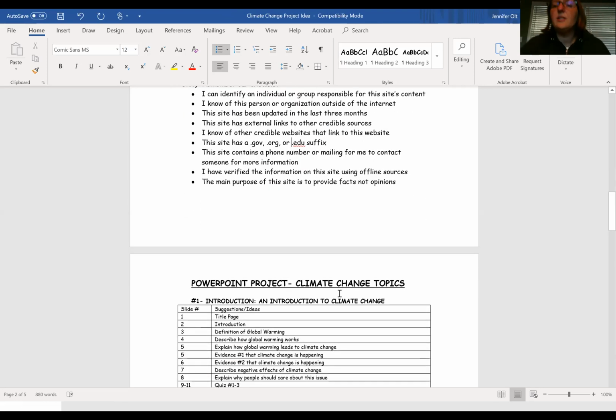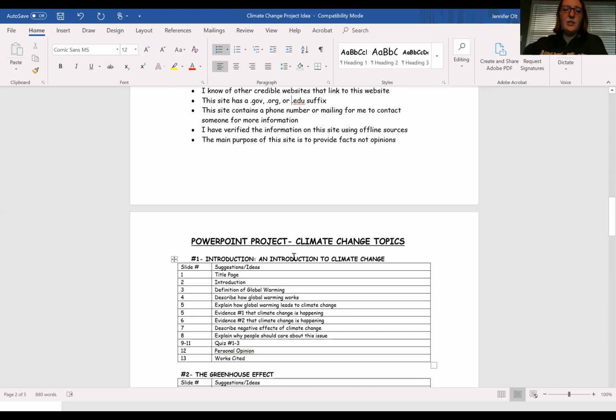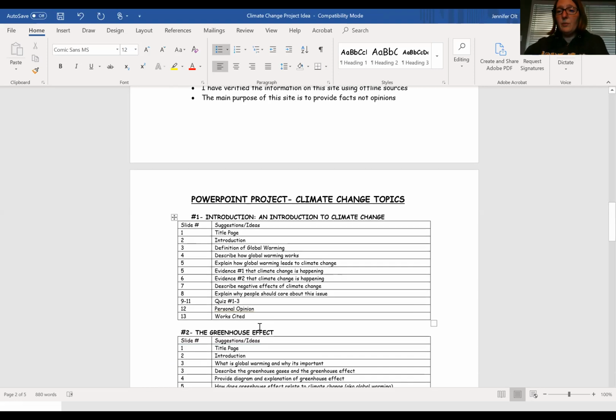All right, so let's talk about each topic real quick. If you decide you want to do an introduction to climate change, some of the things you'll talk about is a definition of global warming. How does global warming work? Explain how global warming leads to climate change. So you need to clarify what the difference between the two are. And then you want to give 2 pieces of evidence that show climate change is happening, describe some of the negative effects of climate change, and explain why people should care about this issue. And then you would do your quiz questions, your personal opinion, your works cited.